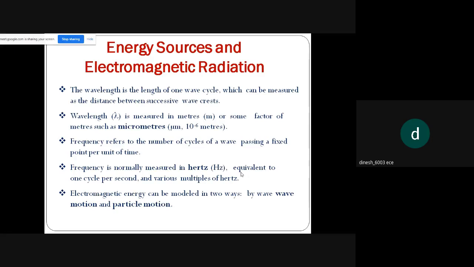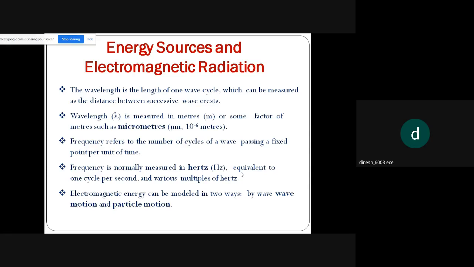The second characteristic is frequency. The frequency refers to the number of cycles of a wave passing a fixed point per unit of time. It is measured in hertz, equivalent to 1 cycle per second, and it varies in multiples of hertz: kilohertz, megahertz, gigahertz, terahertz. So that is your frequency.